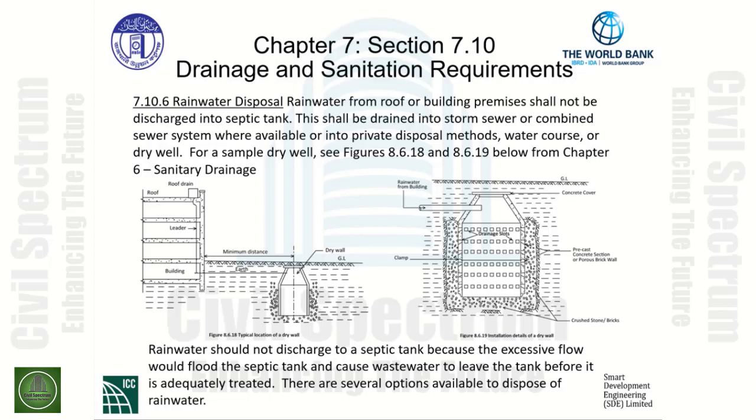Rainwater should not discharge into a septic tank because the excessive flow would flood the septic tank and cause wastewater to leave the tank before it is adequately treated. That is why septic tanks are prohibited. There are several options available to dispose of rainwater, and specifically indicated as such in this section. Disposal methods, watercourse, or dry wells, as we have just seen.